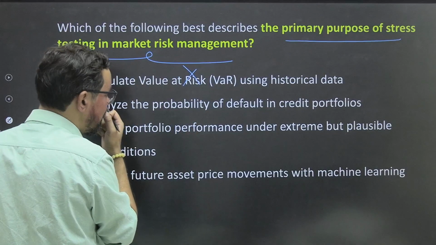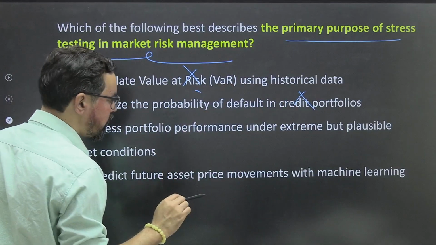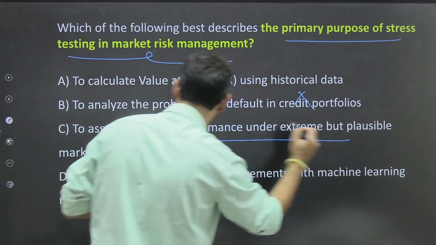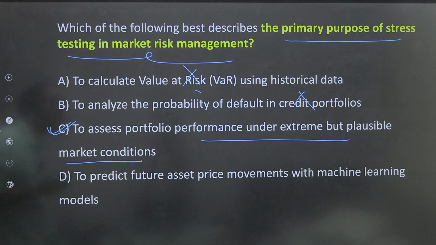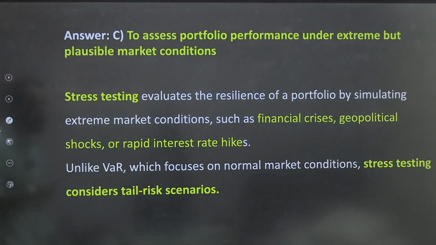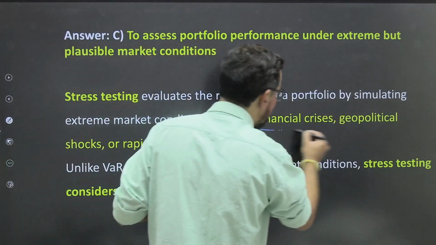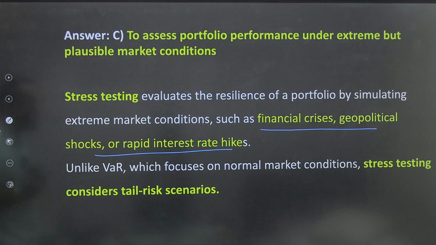Okay. To analyze the probability of default? Not only this. To assess a portfolio's performance under extreme but plausible market conditions. Or to predict future asset price movements with machine learning? No. Option C will be the right answer. So stress testing evaluates the resilience of a portfolio by simulating extreme market conditions such as a financial crisis, geopolitical shock, or rapid interest rate hike, unlike VaR, which focuses on normal market conditions.